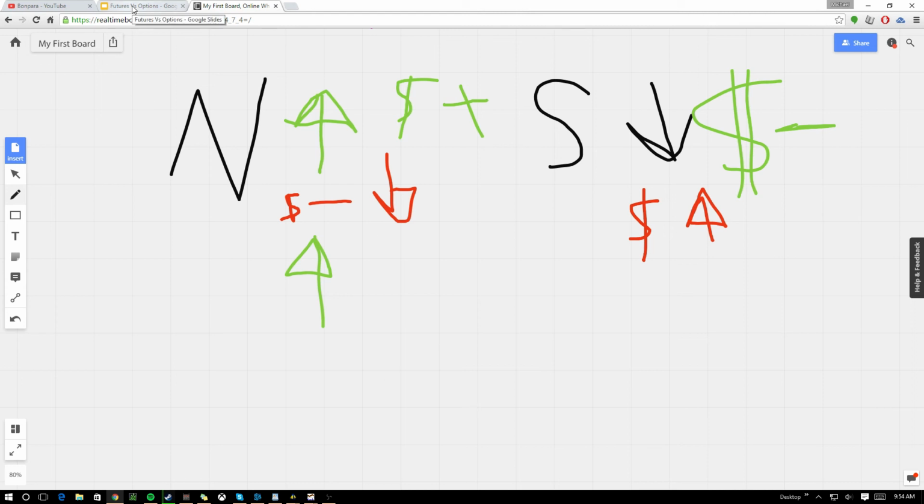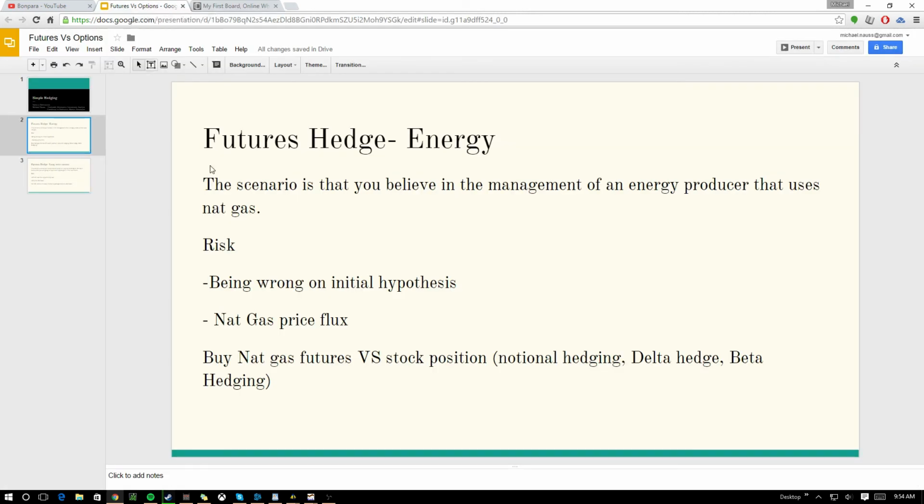So the complicated part, and I won't cover it in depth in this video, is the different ways to hedge. You can hedge by notional value, which means if you own $1,000 worth of the stock, you can get $1,000 worth of natural gas contracts. Not ideal. Delta hedging means you look at the delta of the natural gas future. So how much does the natural gas future change versus how much does the stock change, and you weight accordingly. Beta is another way to do it, and what you do is calculate the beta of the stock versus the natural gas index, which is a multiplier number, and you hedge like that.